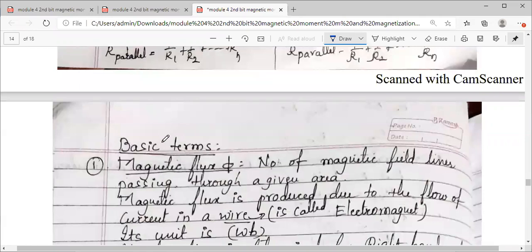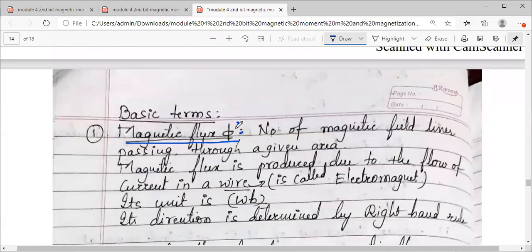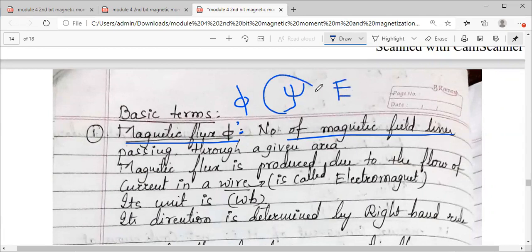Now let us start with some basic terms. What is magnetic flux? Probably the question may be, define the following. These basic terms you should already know. Still, let me recall them. What is magnetic flux? The symbol is phi. In case of electric field, you come across E and the term psi. Psi is the electric flux or the displacement flux.